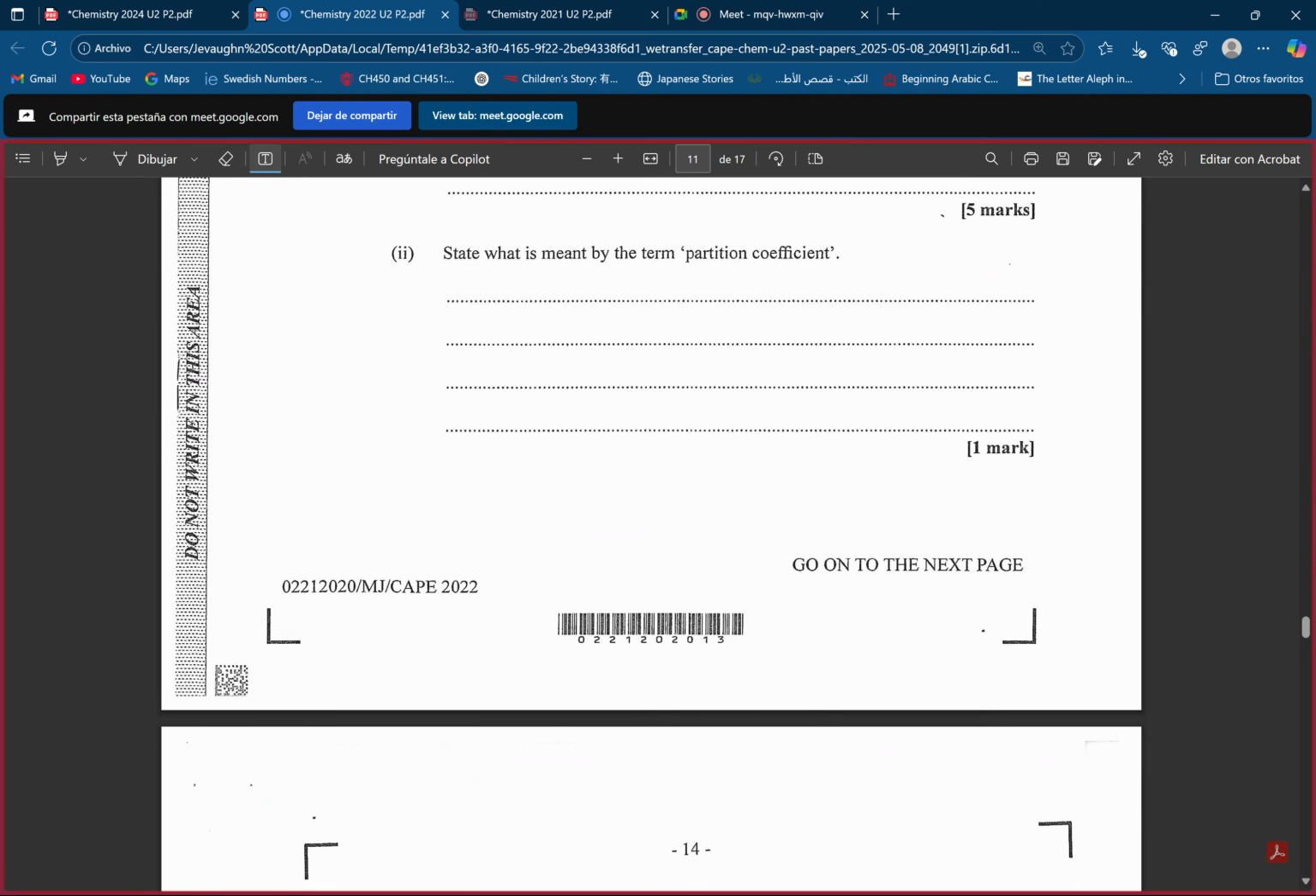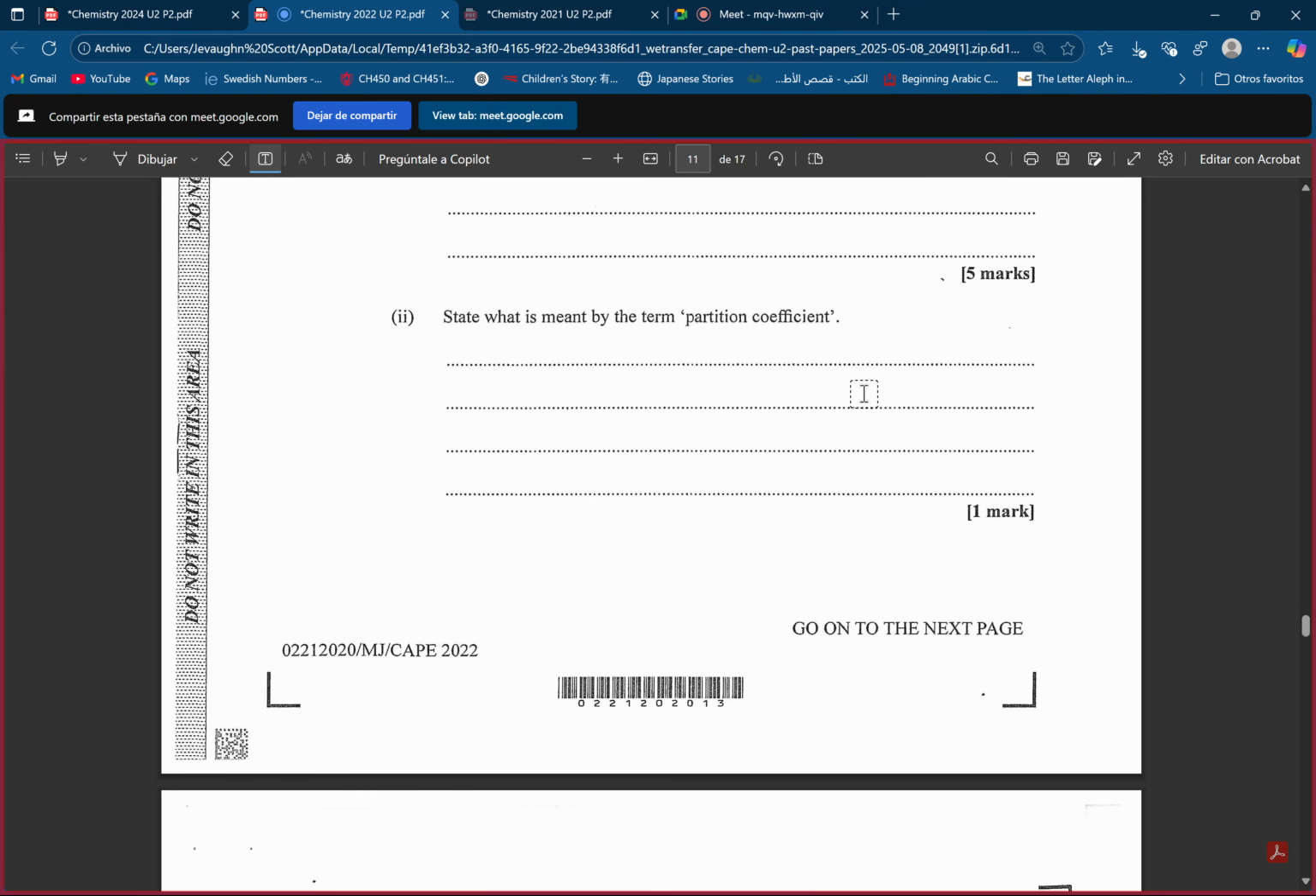5 marks. What is meant by the term partition coefficient? Anyone?